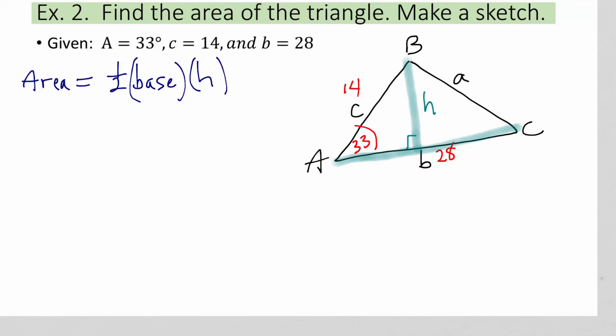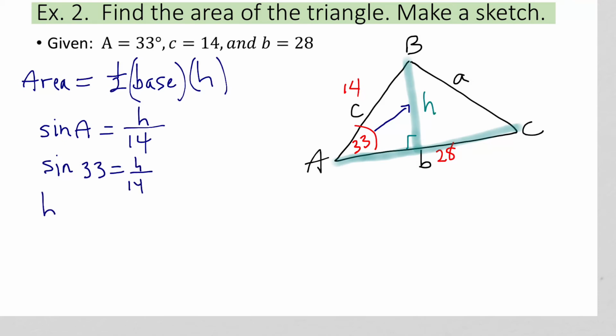So if I'm standing on the angle 33, this H is my opposite side, and side C would be my hypotenuse. So using right triangle trig, I would say the sine of the angle A is equal to H over 14, my hypotenuse. So then sine of 33 is equal to H over 14.